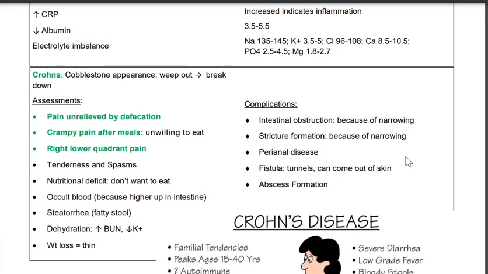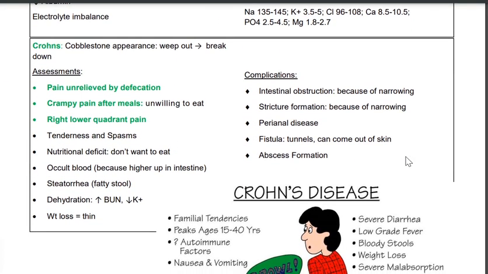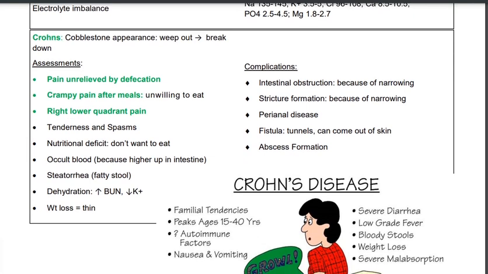Okay, so you've got to know what cobblestone appearance is, which we saw in the picture, and that those little cobblestones kind of weep blood. It's just kind of weepy. I don't know another word for it, or ooze blood, right?